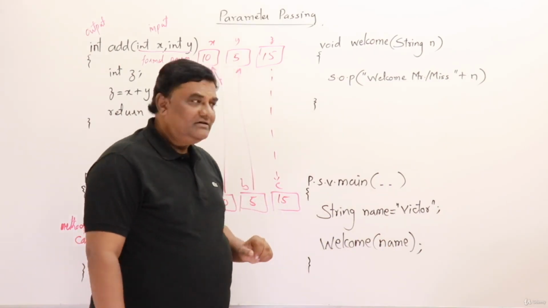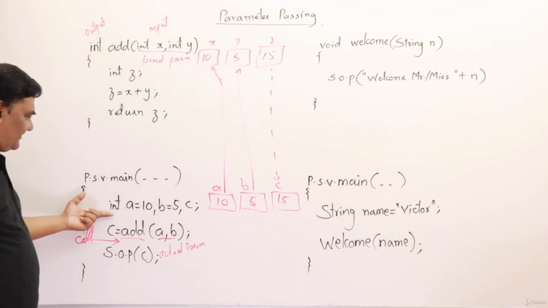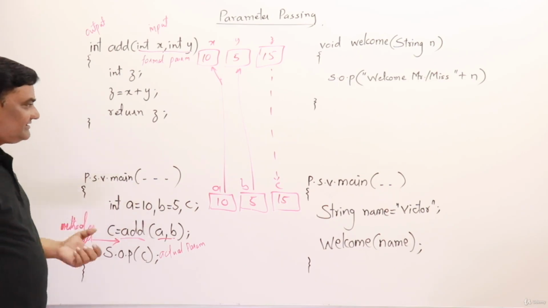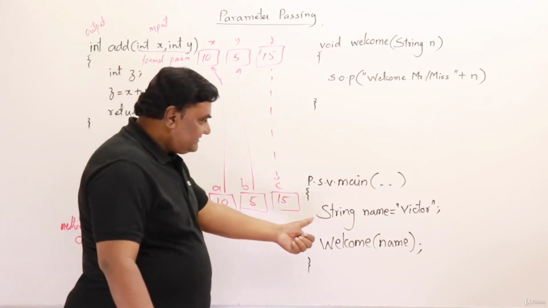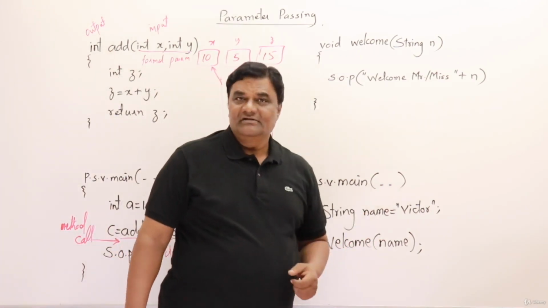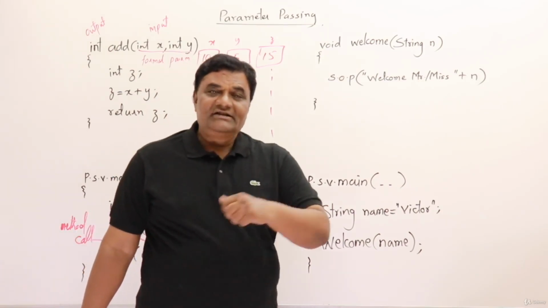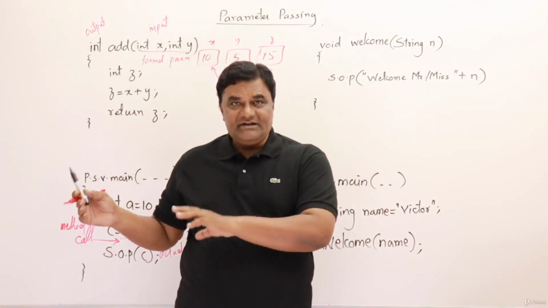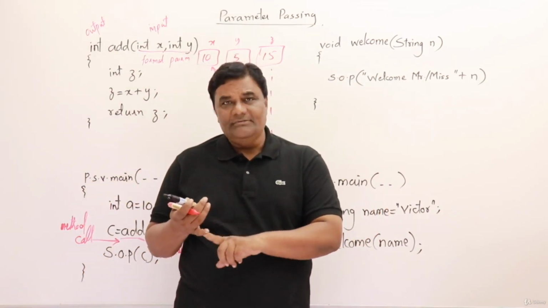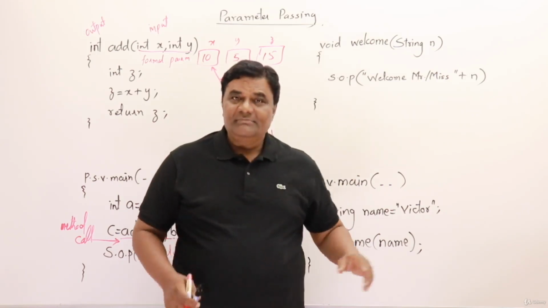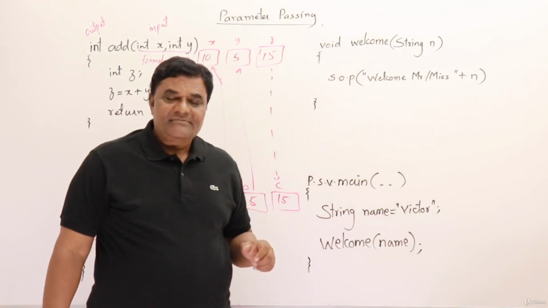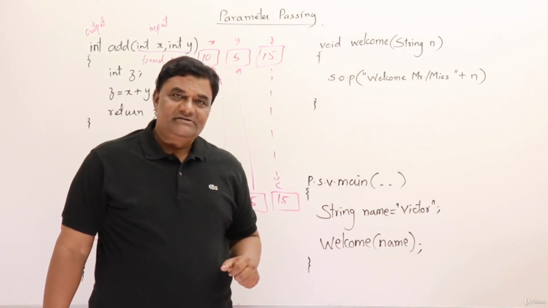But if you observe, these are primitive type variables, integer type variables, primitives. But this is a string object. So the difference between that one and this one is, those are primitives like integer, character, float, double, all the data types. But this is an object. Then how are objects passed?